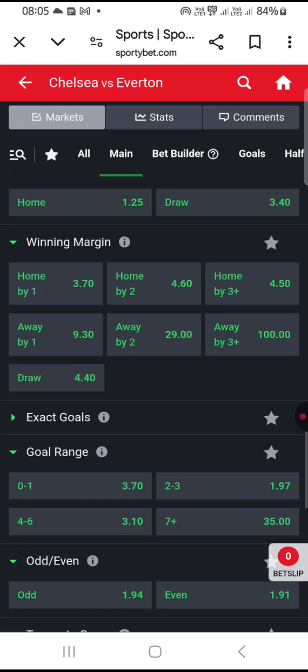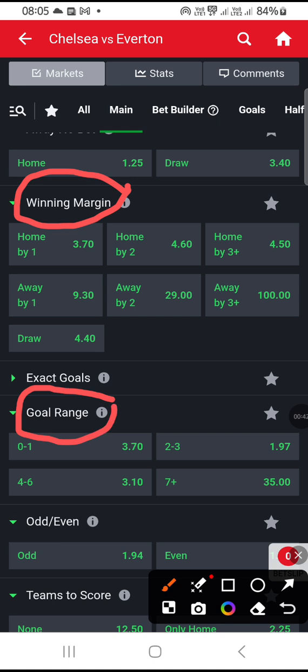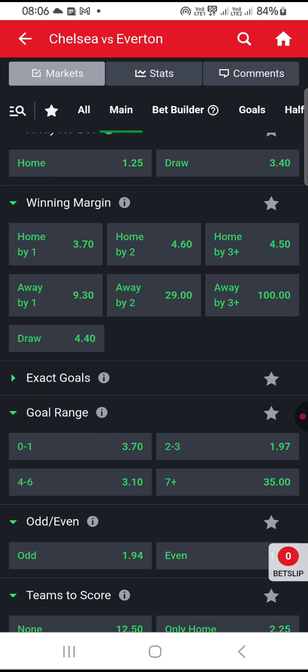What I mean is this. This is winning margin. You have to correlate it to goal range because these two go hand in hand, and they have high scores. So we are still on the places you can go to get a bigger odd, but of a different topic. The topic is all about how to play winning margin and goal range. Understand? For a win.